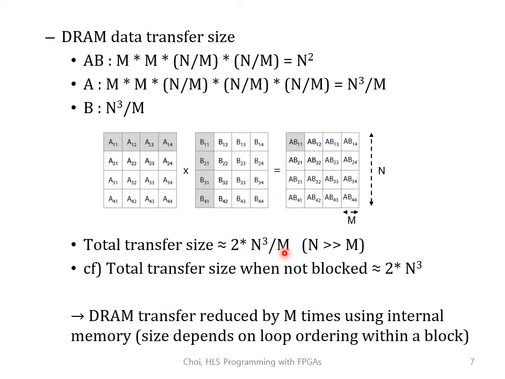But we should ask ourselves, at what cost? Well, we are consuming internal memory, right? But how much? The answer to that actually depends on the loop ordering within a block. So what we saw until now was the block loops, and we also have to figure out the loop ordering inside the block. Let's see how it's done in the next slide.